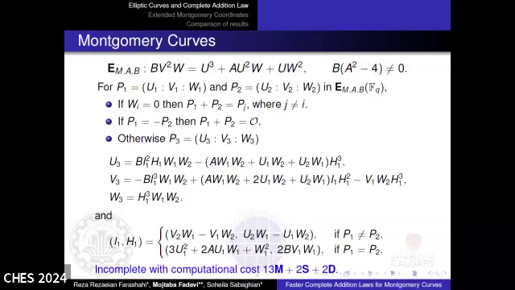But what's the Montgomery curve? Montgomery curves have such an equation, and we will see that its addition is not complete. I mean that when you want to compute its addition, we have to consider different cases, and so it is clearly incomplete. Its computational cost for addition, in the case that P1 is not equal to P2, is 13 multiplications plus 2 squarings plus 2 multiplications by a constant element.